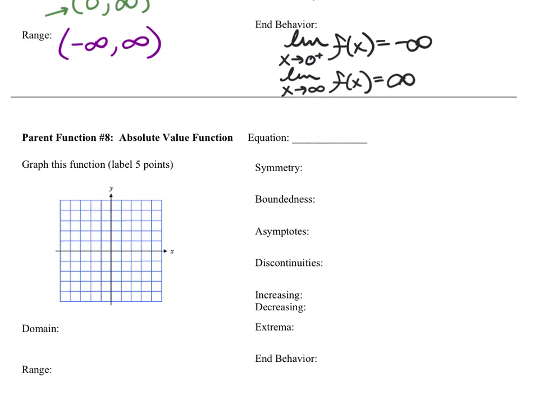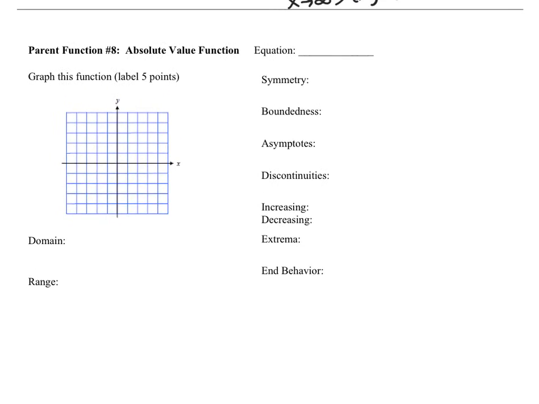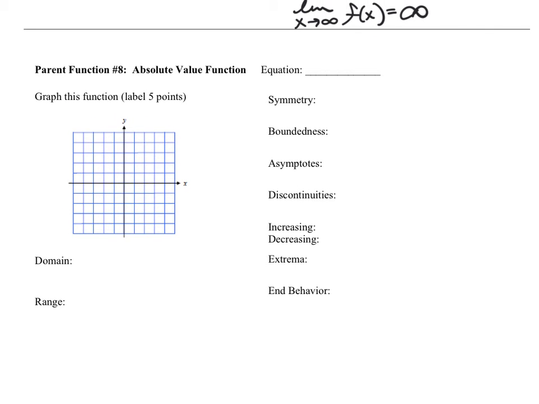The eighth parent function or simple equation, basic function that we're talking about is the absolute value function. You should see this one and be pretty familiar with it. You used it in Algebra 2. This is y equal to the absolute value of x. Hopefully you remember how to plot this one. The absolute value of 0 is 0, of 1 is 1, of 2 is 2, of negative 1 is 1, and of negative 2 is 2. So this is our absolute value function.